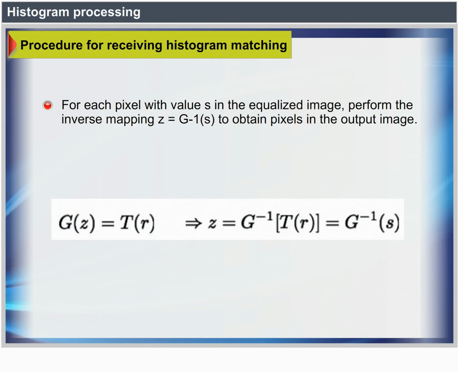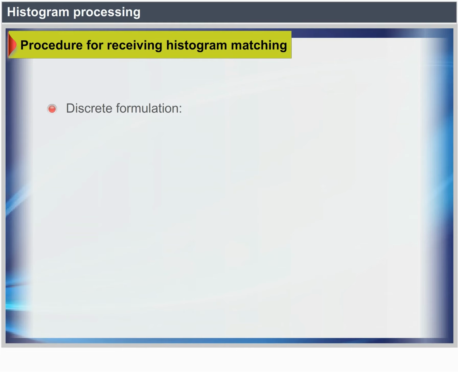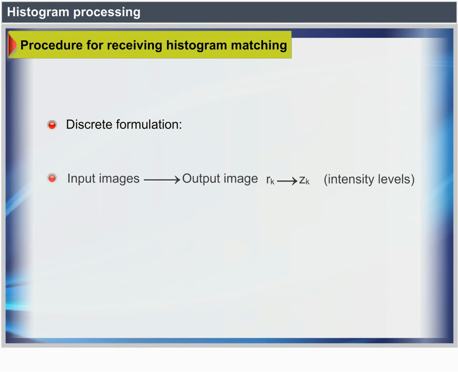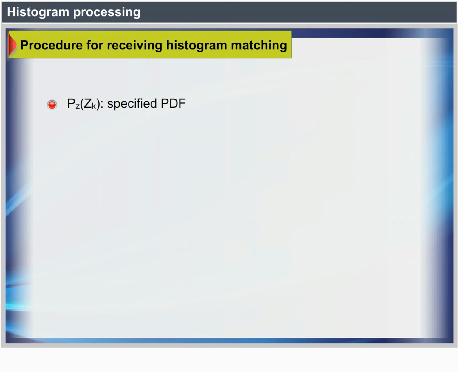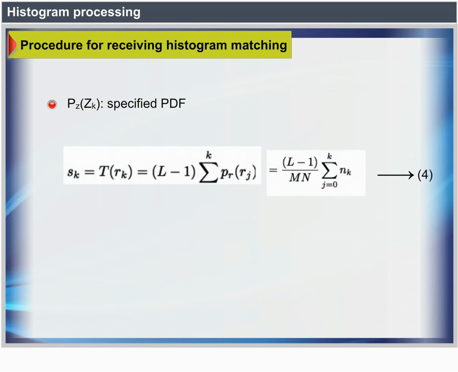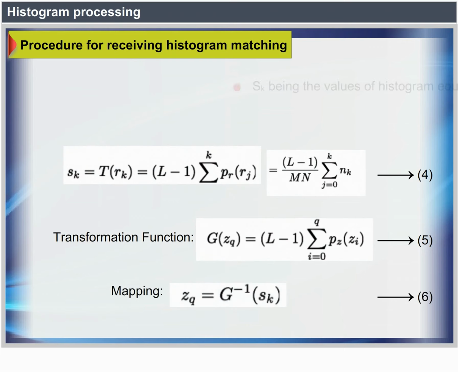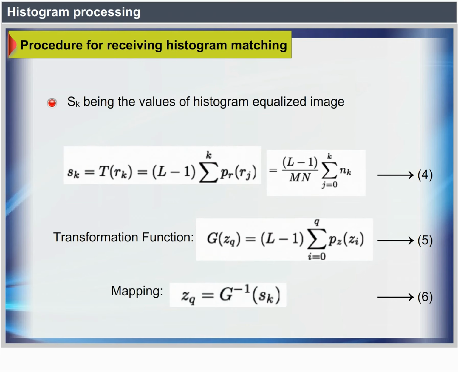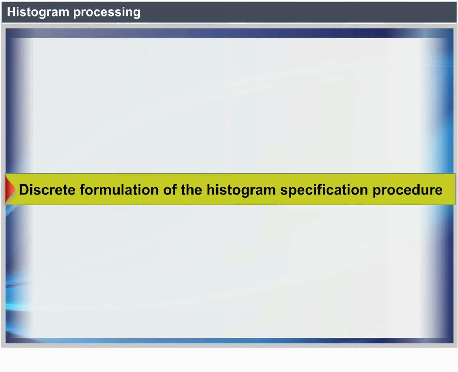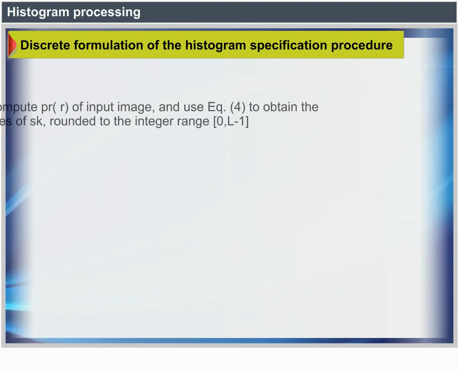Discrete formulation of the histogram specification procedure. Compute p_r(r) of the input image and use equation 4 to obtain the values of s_k rounded to the integer range 0 to L-1. Compute all values of G using equation 5 for q equals 0, 1, and so on up to L-1, and the specified histogram values. Round the values of G to integers in the range 0 to L-1 and store those values in a table.